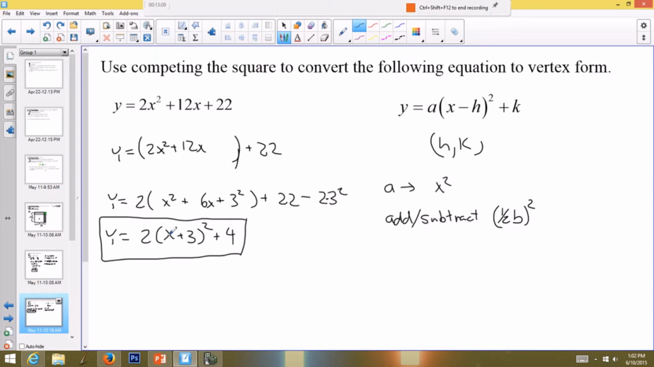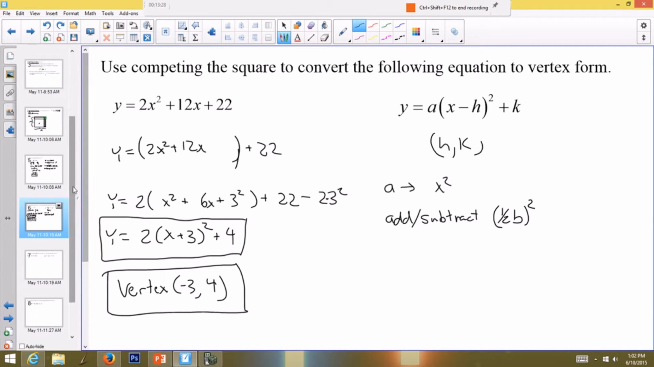This is vertex form. So if I wanted to read the vertex, you notice it's minus h, and so since I have plus 3, it's going to be negative 3, and since it's plus k, it's just going to be positive 4. And that's the vertex, if you were ever asked to do that. Hint, hint. But that's it.